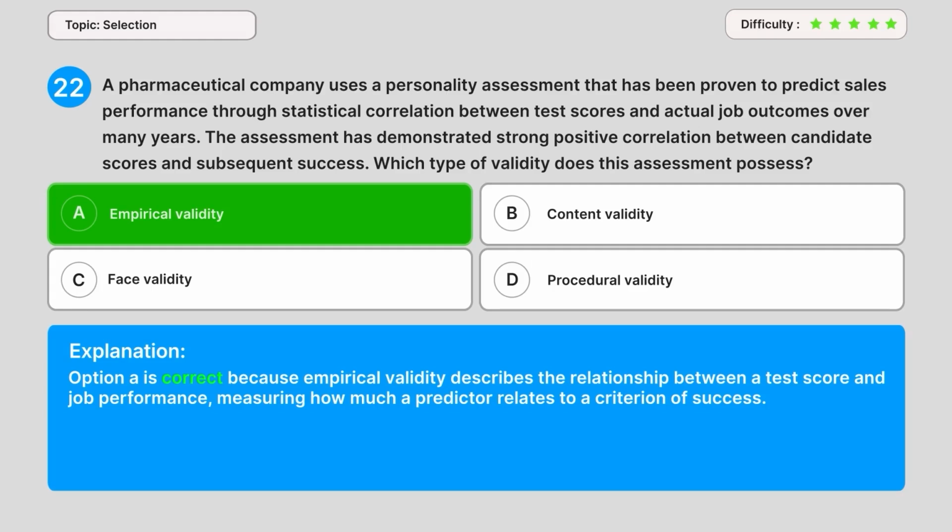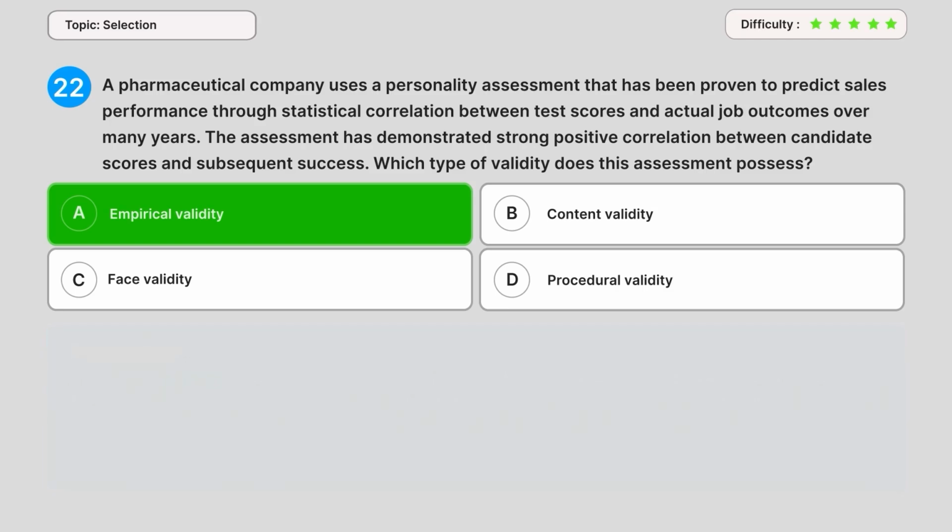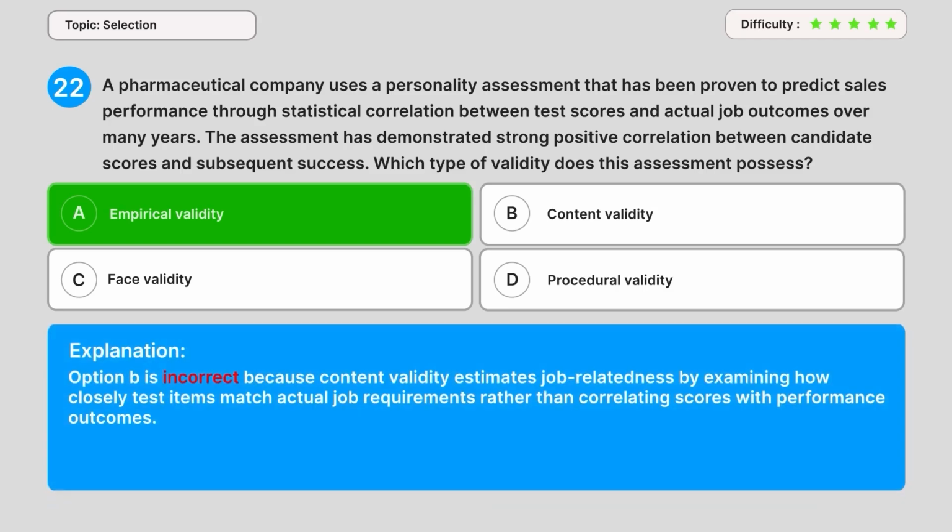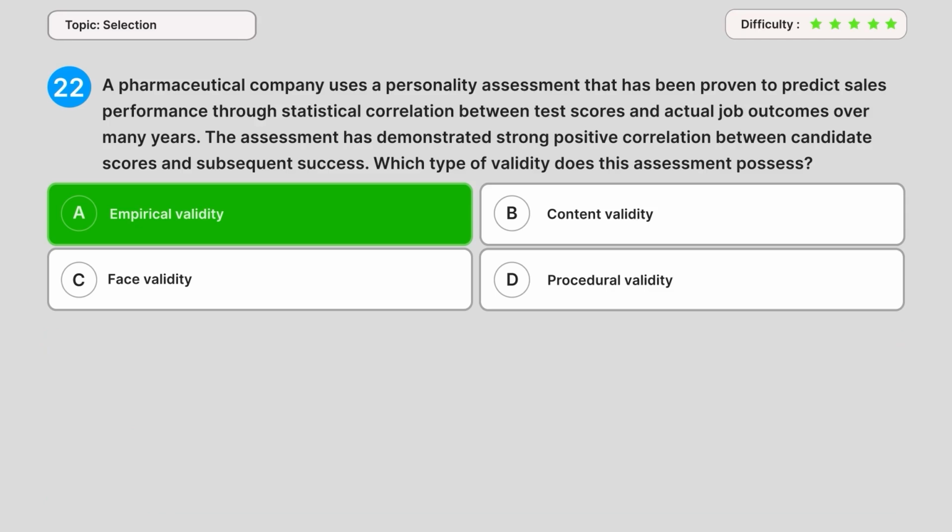Explanation: option A is correct because empirical validity describes the relationship between a test score and job performance, measuring how much a predictor relates to a criterion of success. Option B is incorrect because content validity estimates job relatedness by examining how closely test items match actual job requirements rather than correlating scores with performance outcomes.